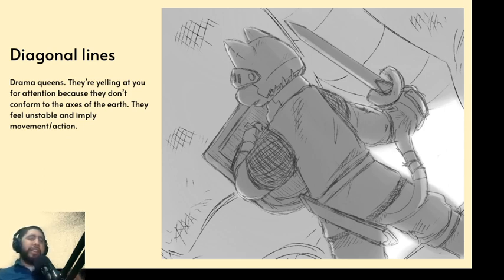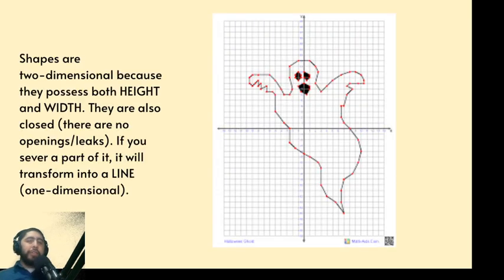And again, that's instability because it's neither at its most active up and down, nor pretty much dead and waiting to be consumed by the earth when it's horizontal. It's an in-between state. All right, shape. Now we're moving to 2 dimensions.